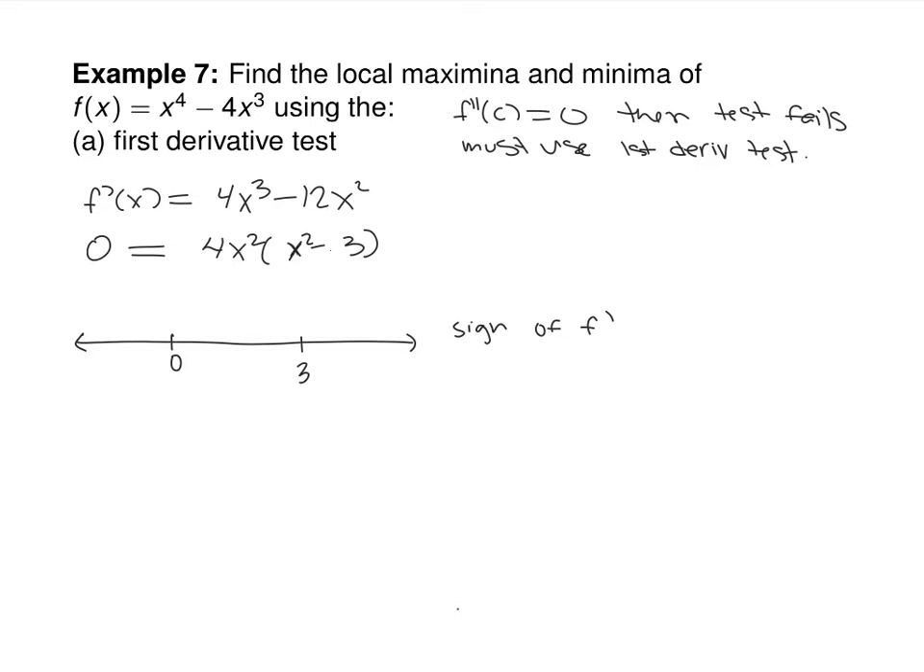Okay, let's test a number to the left of 0. Let's test -1. Is the result, when you test -1 in f prime, positive or negative? It's negative. Okay, let's test 1. Is the result positive or negative? Negative again. Test 4. That would be positive.